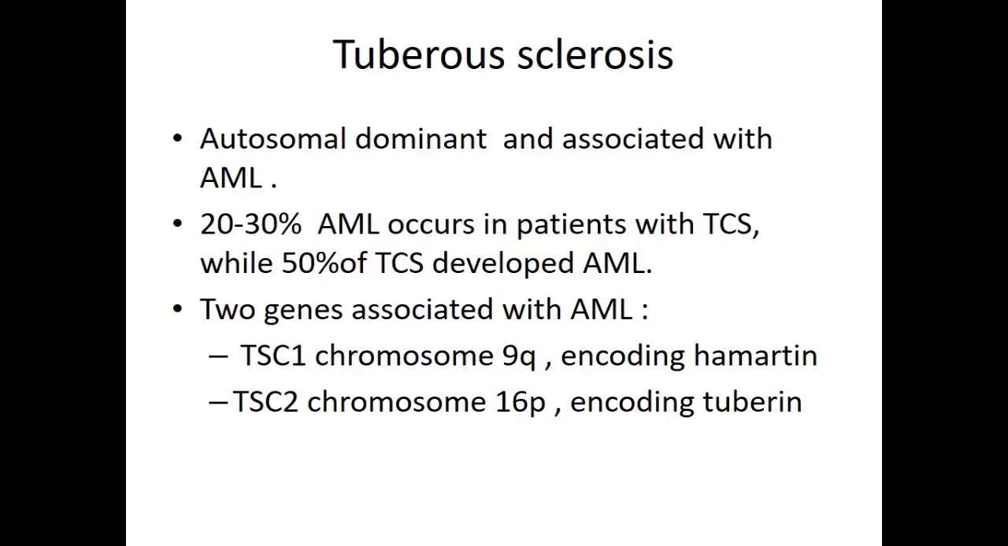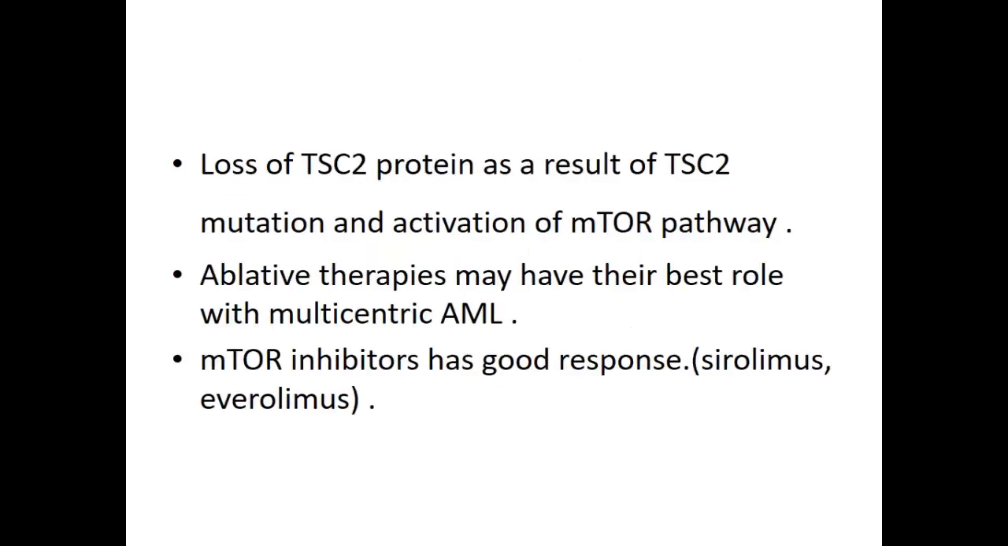Another familial disease is tuberous sclerosis, an autosomal dominant condition associated with AML. 20 to 30% of AML occurs in patients with TSC, and while 50% of tuberous sclerosis patients develop AML, it involves 2 genes: TSC1, located on chromosome 9q, encoding hamartin, and TSC2, located on chromosome 16p, encoding tuberin.